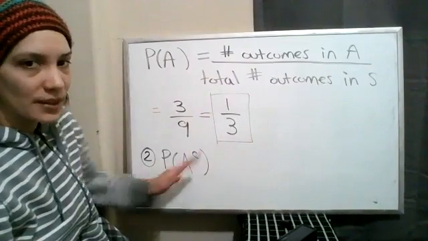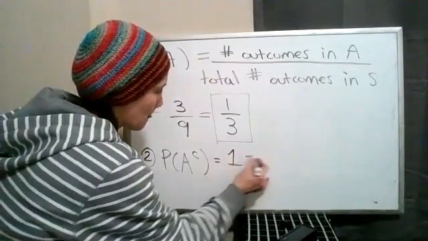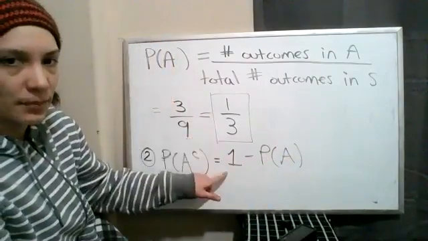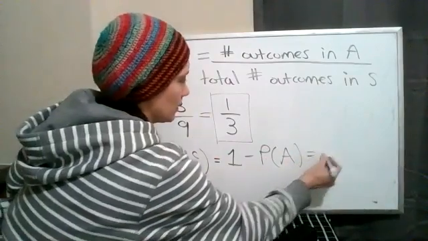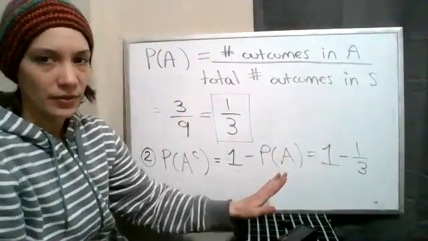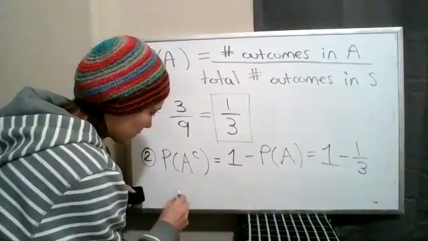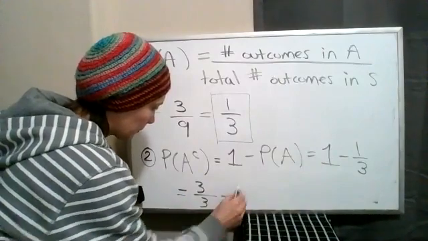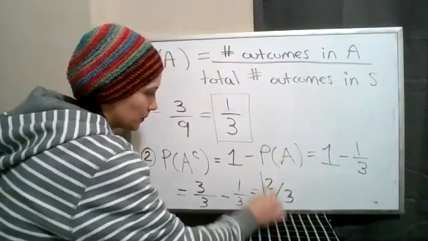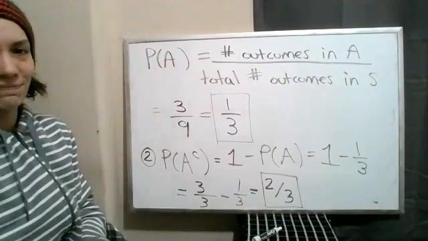And now we get the probability of A complement. This one, I'm going to use the rule. Take 1, subtract the probability of A. And I'm going to use this simplified version, 1 minus 1/3. Okay, I can rewrite 1 as 3/3 and then subtract 1/3. 2/3.